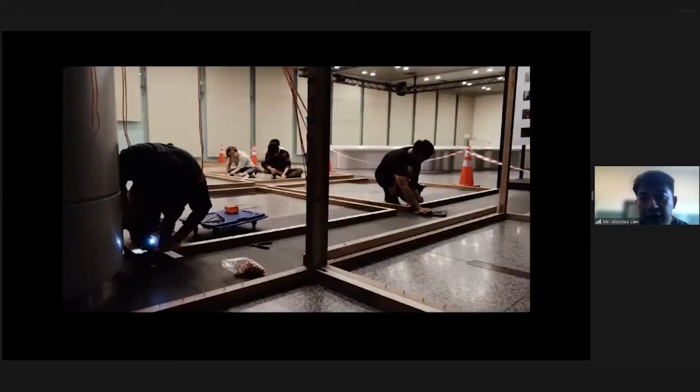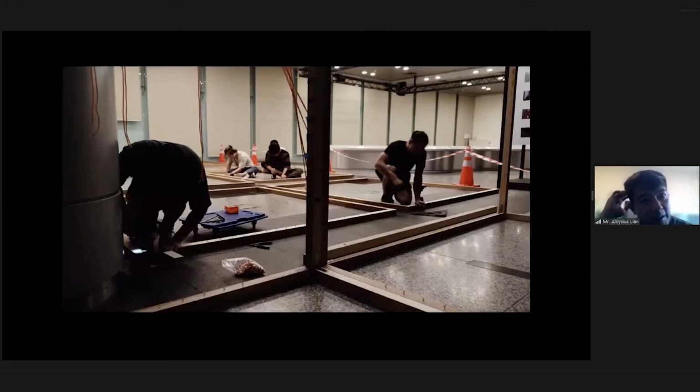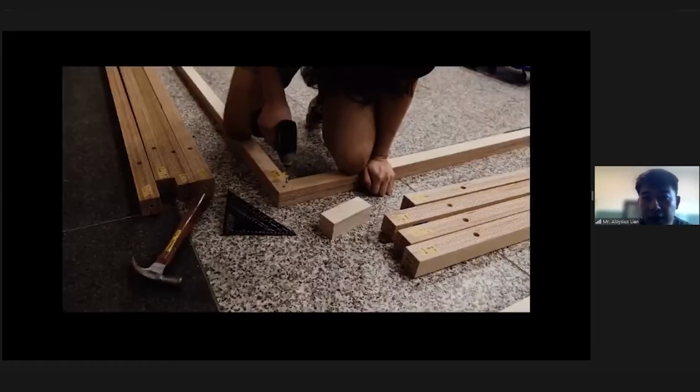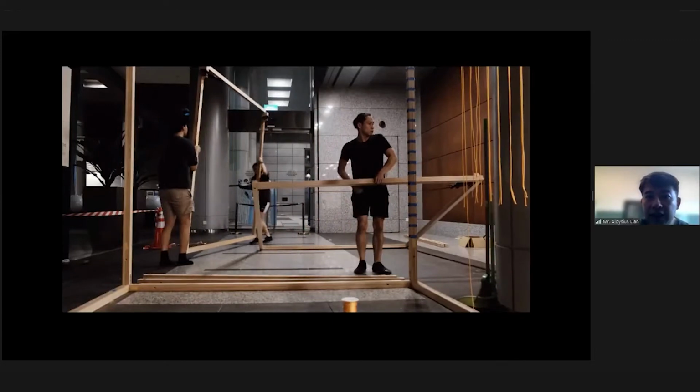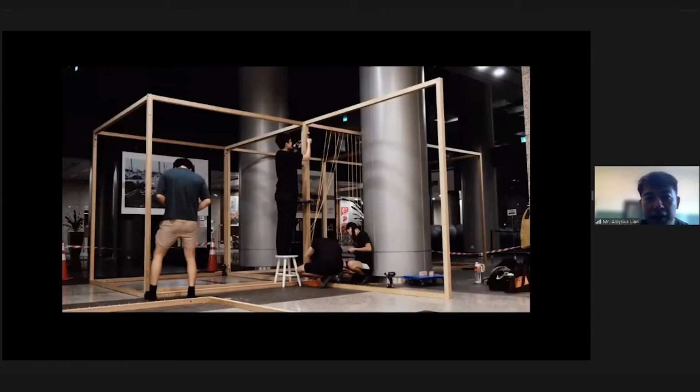So the builders are setting up the main frames, but what you see there are student volunteers who come in. We have this system where we already laser cut the locations of the points where we need to have the strings, and we just use it as like a template.